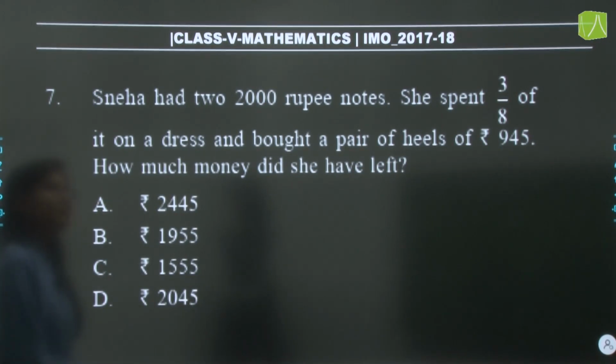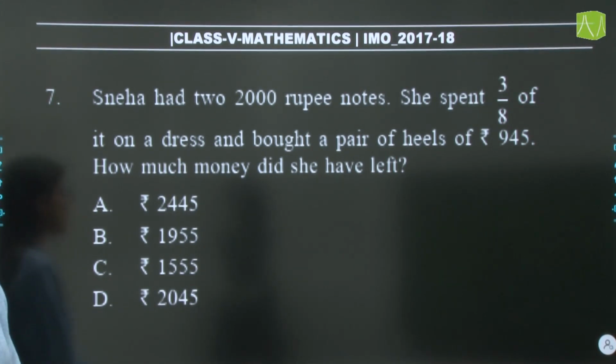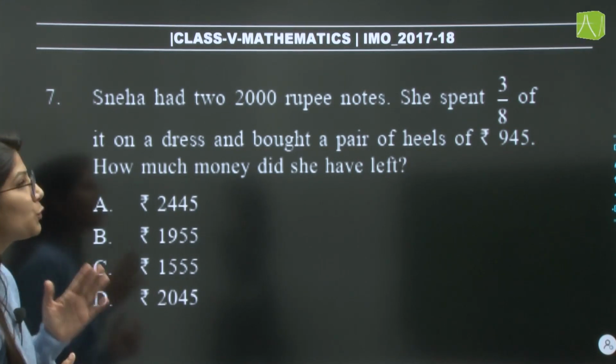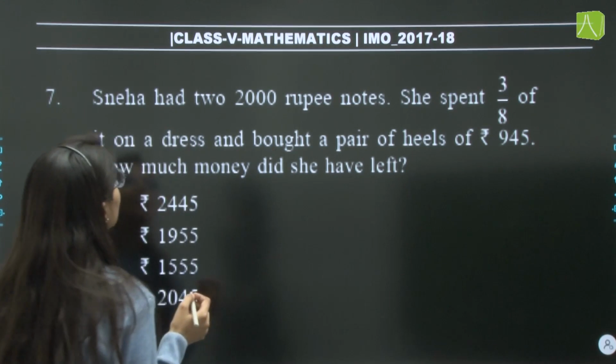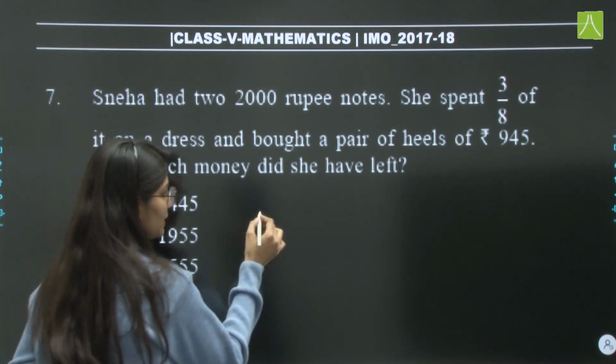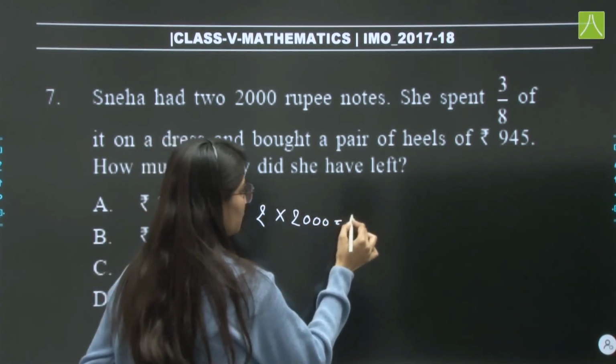Sneha had 2,000 rupees note. She spent 3/8 of it on a dress and bought a pair of heels of rupees 945. How much money did she have left? So first, Sneha has 2,000 rupees note. So how much money she had? 2 into 2,000 rupees. So she had 4,000 rupees in total.